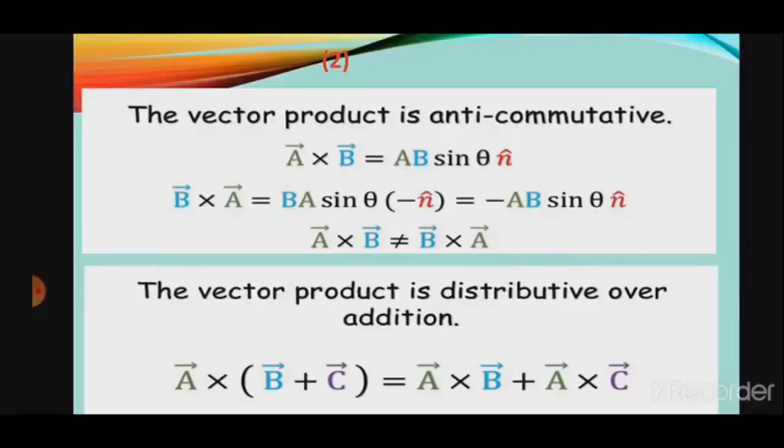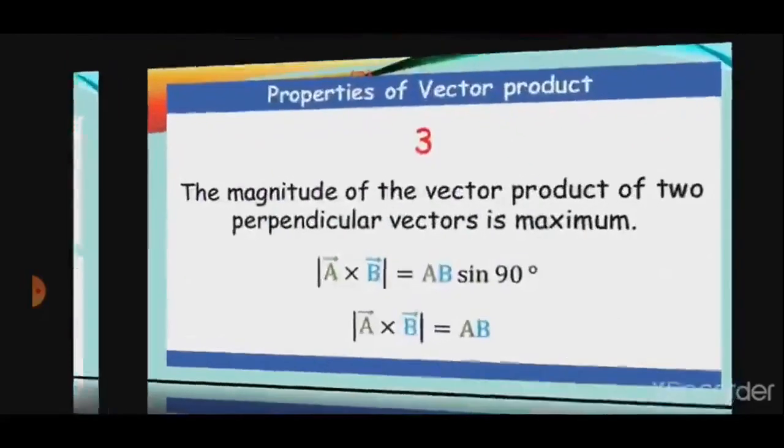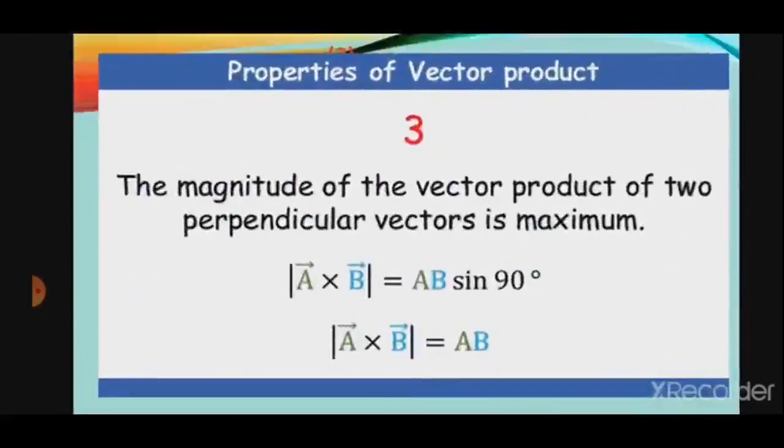Next one is the distributive law. The vector product is distributive over addition. Now write the relation: A vector cross B vector plus C vector. Now distribute into product vectors: A vector cross B vector plus A vector cross C vector. This is the distributive law. Next, the third property: the magnitude of the vector product of two perpendicular vectors is maximum. When the vectors are perpendicular, the vector product will have maximum magnitude.